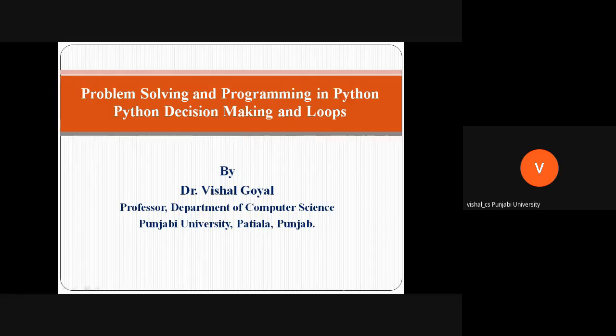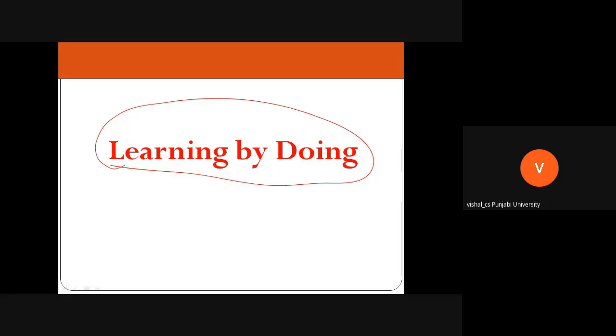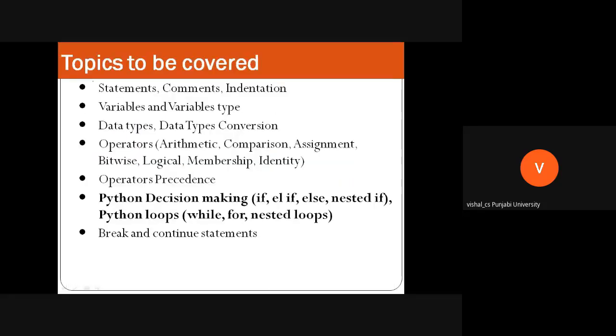So today I'll be explaining Python decision making and loops. We have already covered the topics: statements, comments, indentation, variables and variable types, data types and data type conversion, operators and operator precedence.